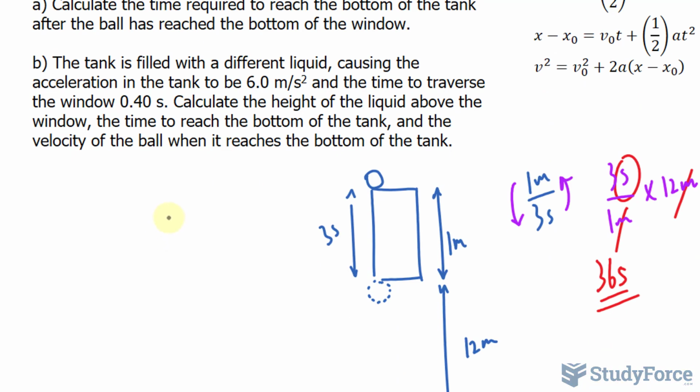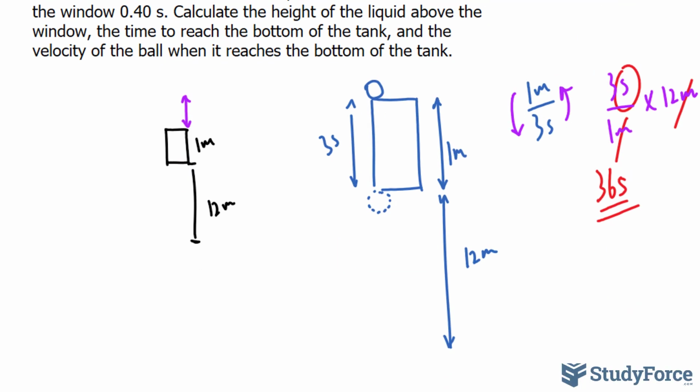To do this problem, let's draw a picture again. We have the window being 1 meter, and the distance from the bottom of the window to the bottom of the tank is 12 meters. Now we've been given some insight that there is a distance above the window, and that's one of the things that we're looking for, the height of the liquid above the window. So to answer these 3 questions, let's begin by calculating the velocity at the top of the window.